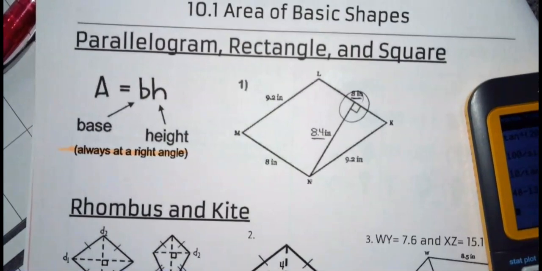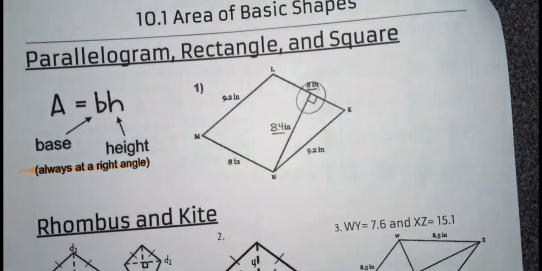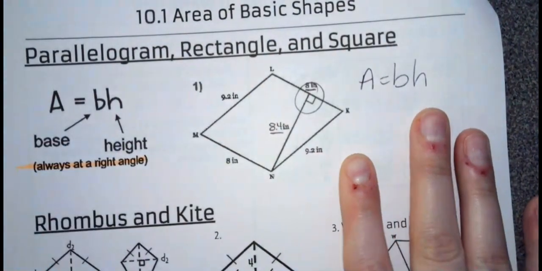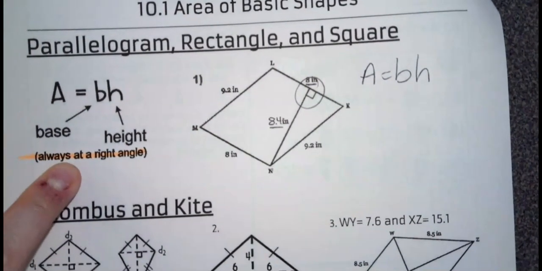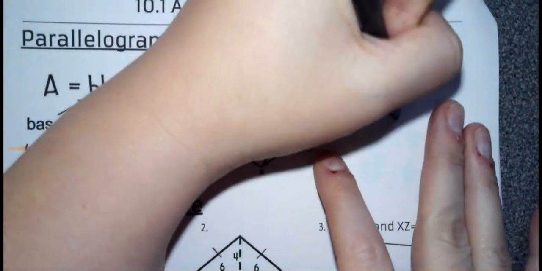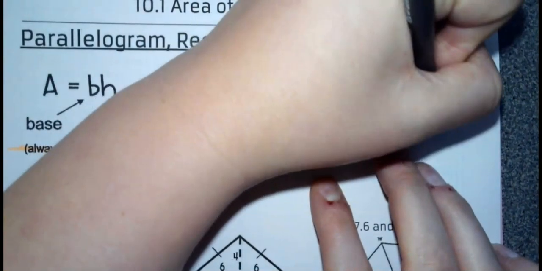Because in Delta Math, there is a lot of extra information that you do not need, and you need to be able to sift through that, get rid of the stuff you don't need, and plug in the stuff that you do need. So area equals base times height. Your base and your height are going to be perpendicular. It says always at a right angle. So I would highly suggest circling your right angle and then finding the two sides that touch that right angle that you've circled. And so my base is going to be 8. My height is going to be 8.4.